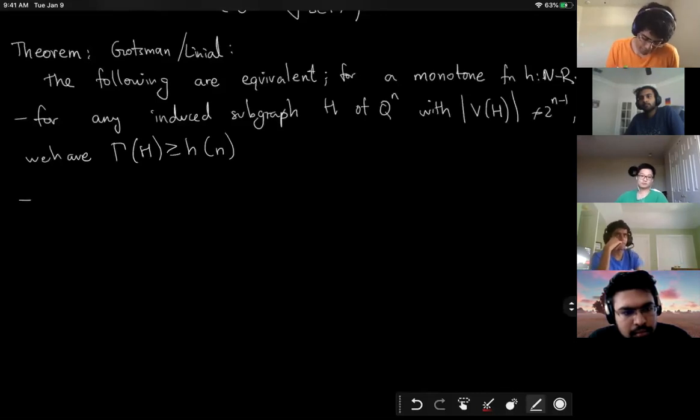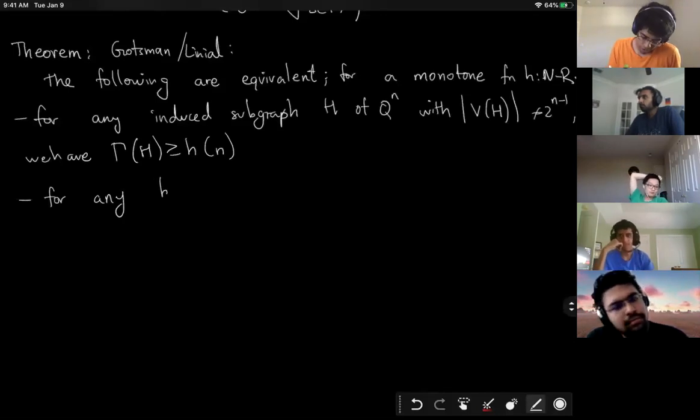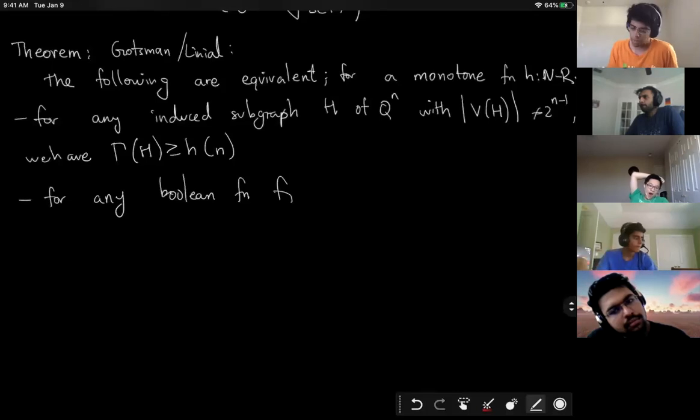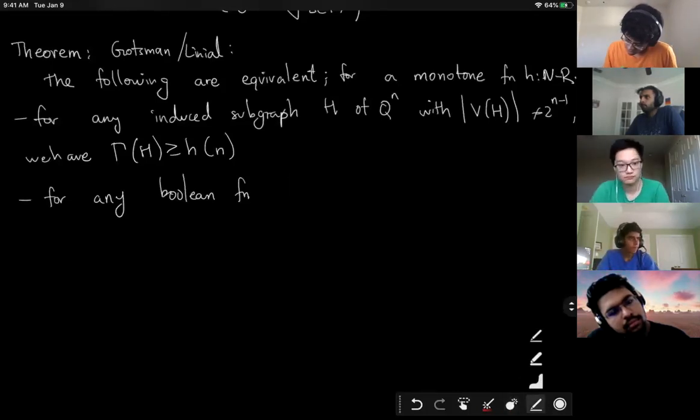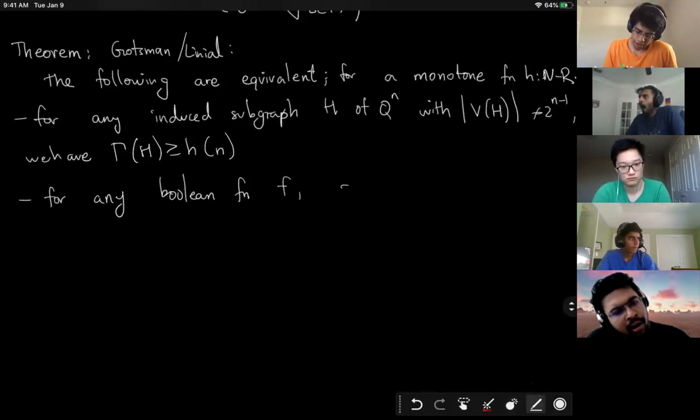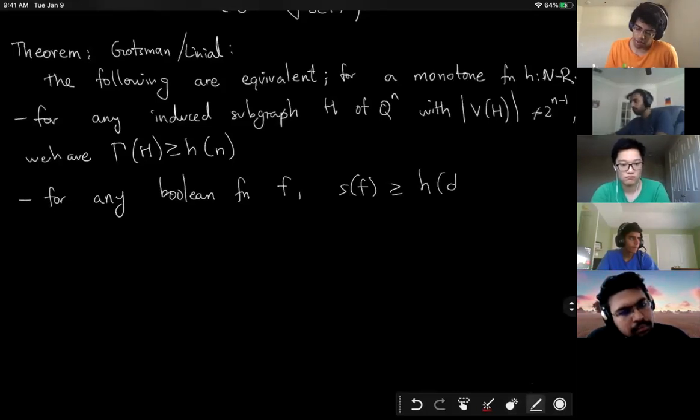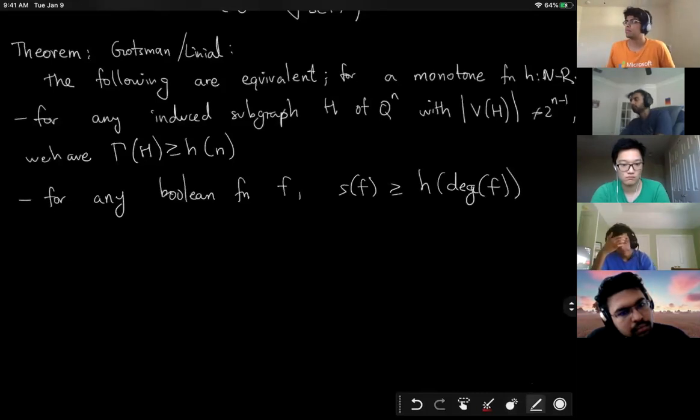And for any Boolean function f, s of f is greater than or equal to h of the degree of f. Okay, so what does this mean?